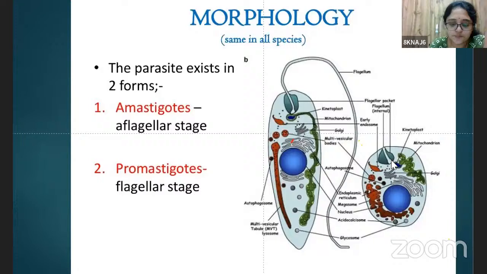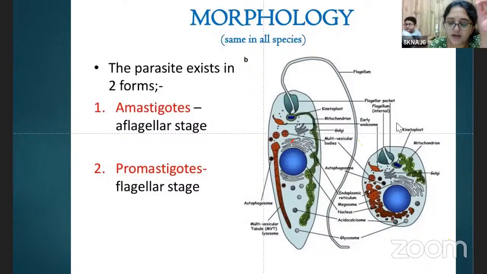as you can see over here, it is microscopic in nature. It is round or oval, measuring around 2 to 4 microns. The body is surrounded by a pellicle. Cytoplasm is not differentiated into an outer ectoplasm and an inner endoplasm. It has a spherical nucleus, which is placed eccentrically. A flagellum is absent in these bodies, but a blepharoplast or parabasal body and a rhizoplast are present.